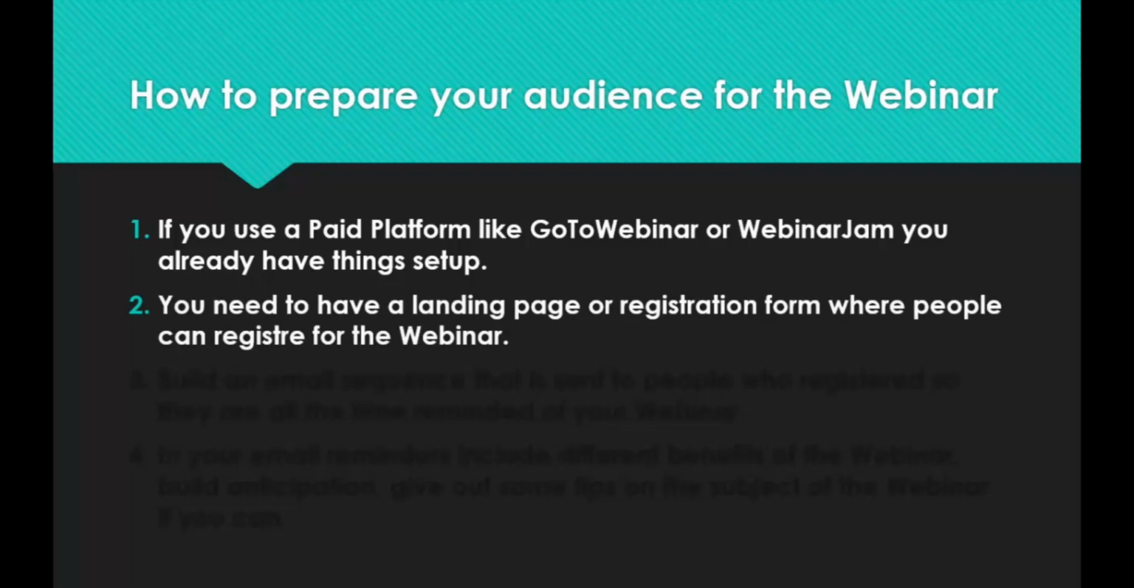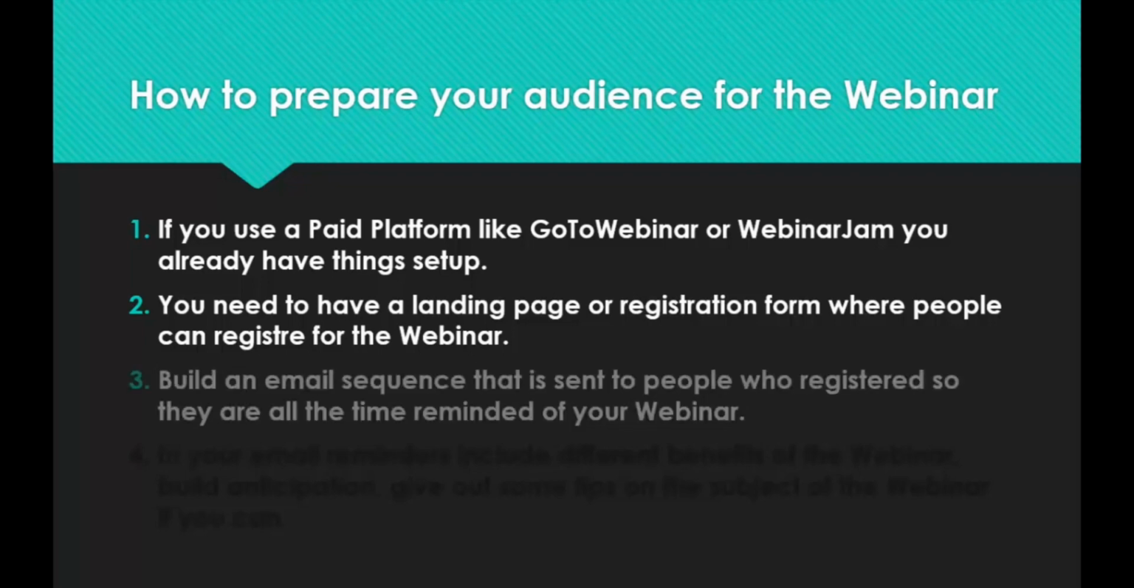Now the second thing is that if you do not have a paid platform, and we will talk in this course and in this series about how to create your own free webinar page, so you won't use a paid platform like GoToWebinar or WebinarJam, then you need to have a landing page or a registration form, where people can register for the webinar. After that, you need to have built an email sequence that is sent to people who registered, so they are all the time reminded of your webinar.